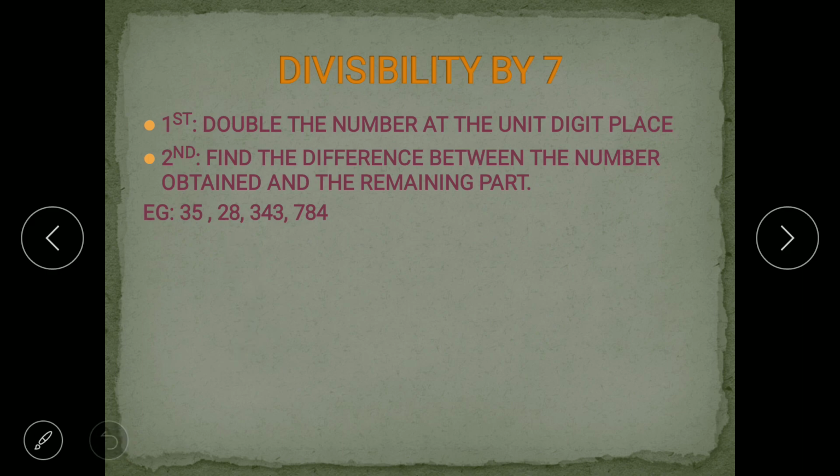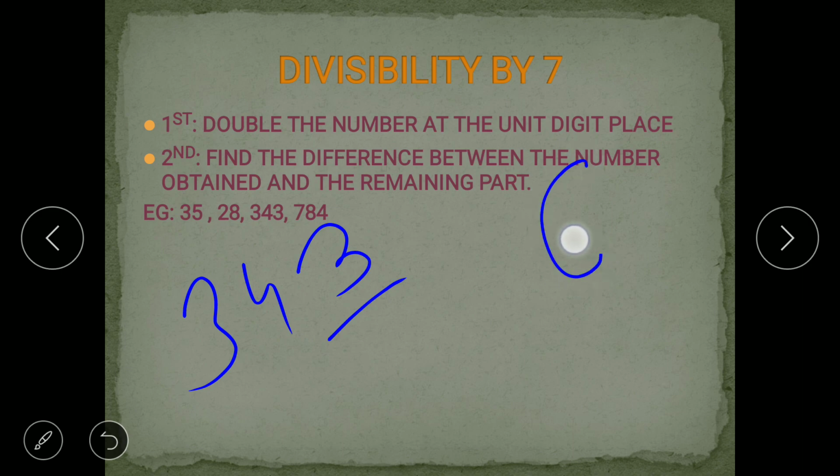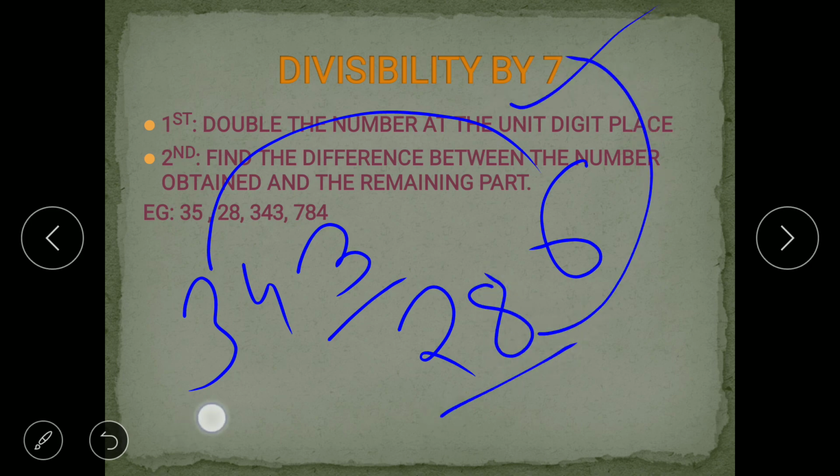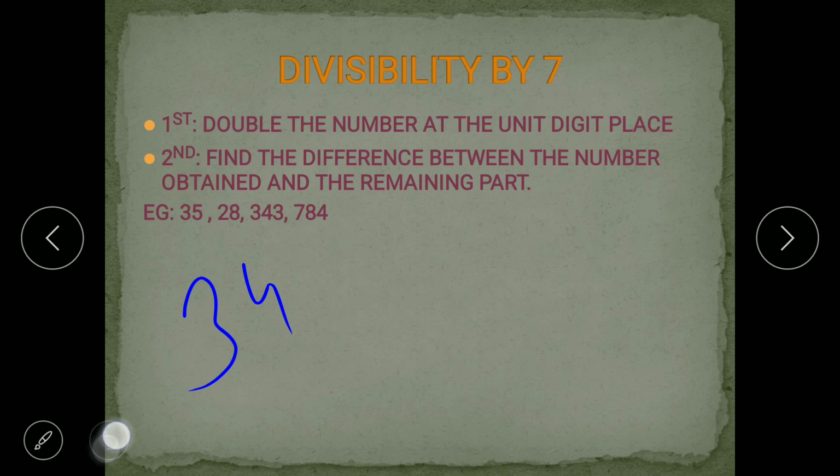343 is the cube of 7. 343. Double 3, it's 6. Find the difference between 34 and 6. It's 28. And 28 is divisible by 7. Thus, 343 is also divisible by 7. And similarly, it goes with 784.